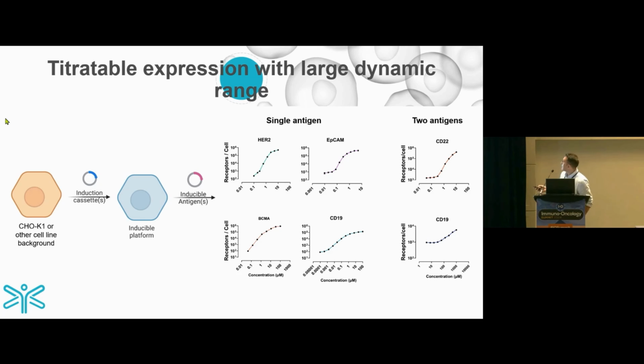This data is from the end of last year. We set up our first dual expressor system as well, so we can have IAA induced and ABA induced driving 2 different target antigens and varying the levels of expression of those within the same target cell population.